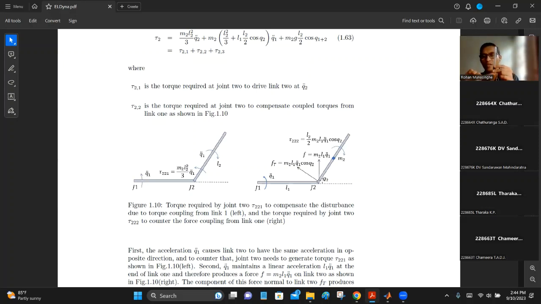But if you don't have these two torques generated at joint 2, what will happen is that when you try to move it like that, it will fall over. The second link will fall over like that.